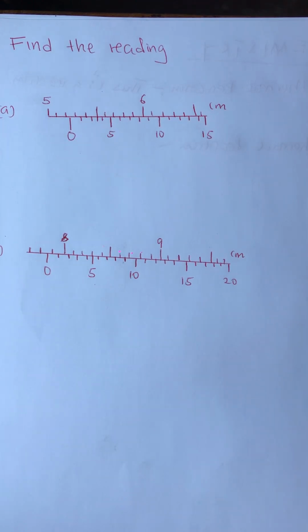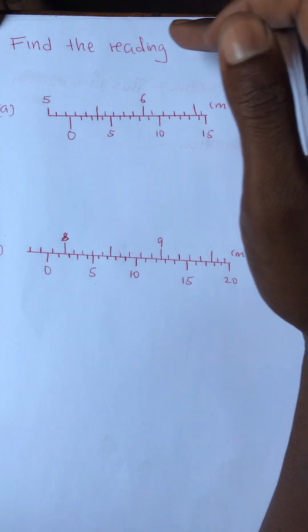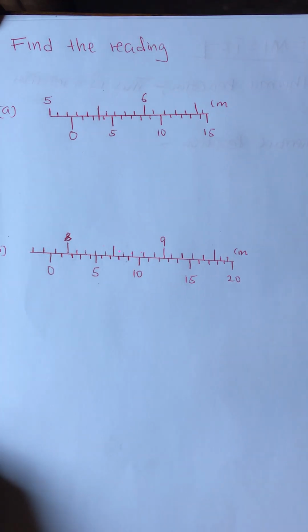So with physics, last night we were looking at the Vernier calipers. Remember, we're talking about length, and we've said there are instruments that we can use to measure length. We talked about a meter rule, a measuring tape, a micrometer screw gauge, and now we are talking about a Vernier calipers. So we just want to find the reading in each of the following.